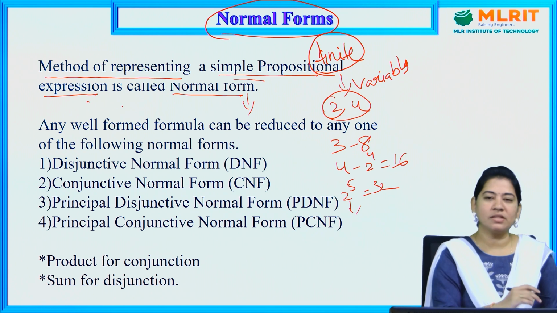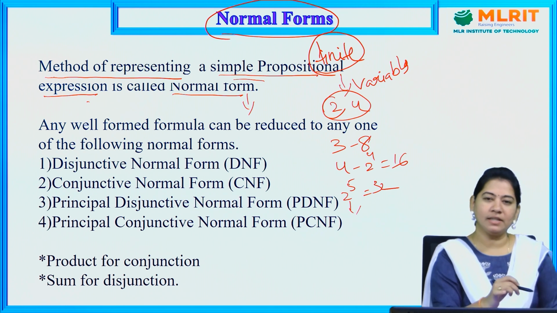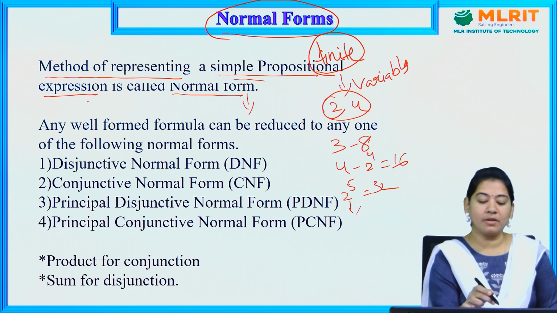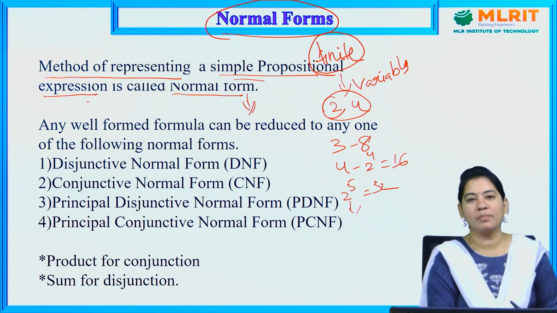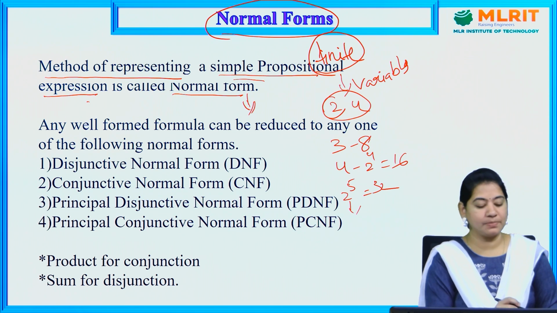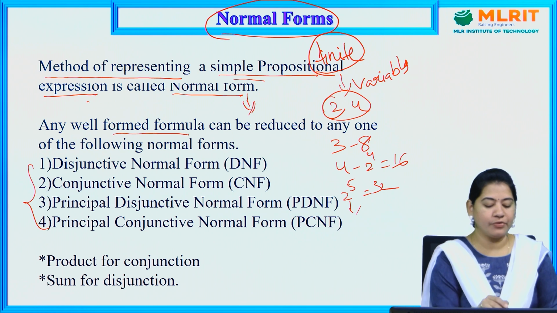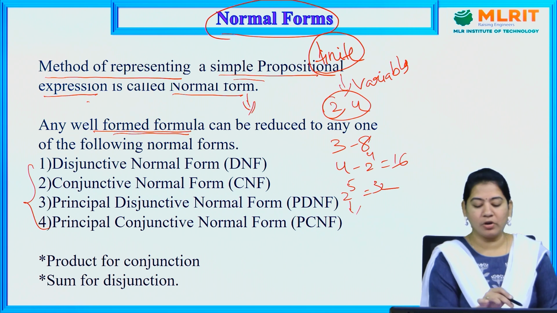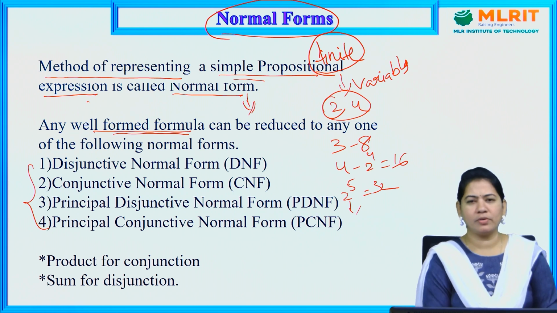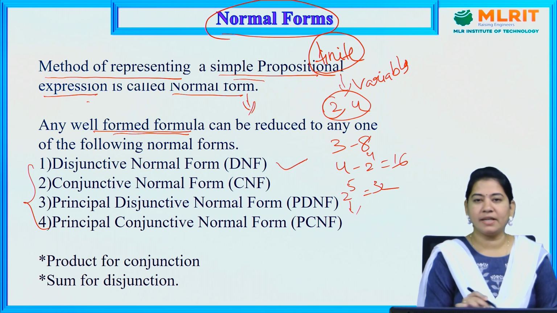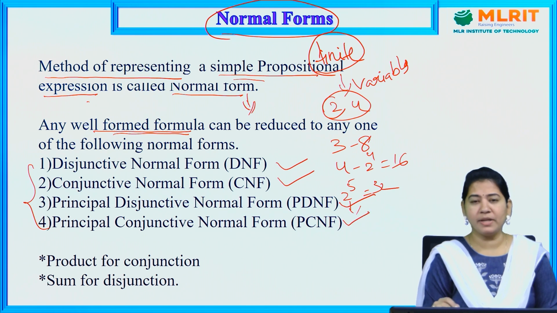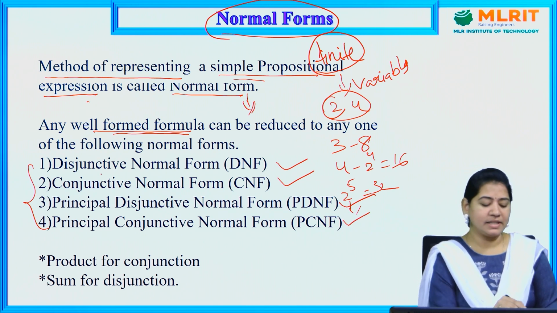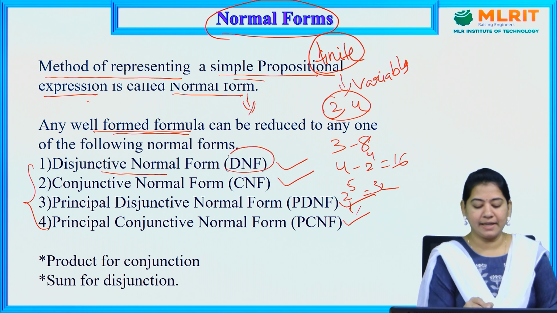The method of representing this in a reduced form we call a normal form. Now this normal form can be expressed in 4 ways. Any well-formed formula, which we already discussed in the last class, can be reduced to any of these 4 normal forms. What are they? Disjunctive normal form, conjunctive normal form, principal disjunctive normal form, and principal conjunctive normal form. Disjunctive normal form we also call DNF.